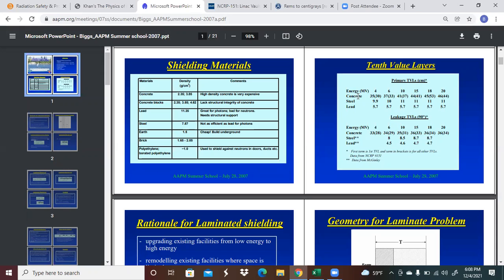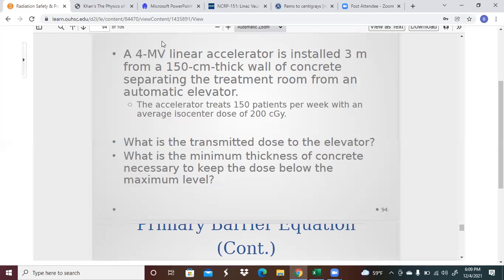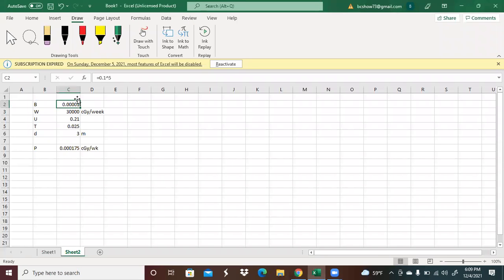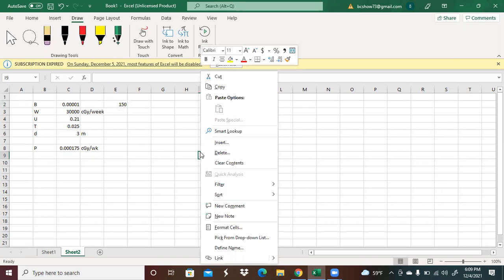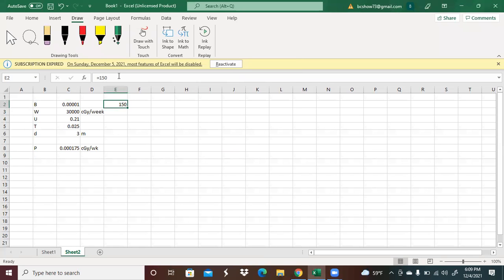And we've got our energy here. We've got our concrete level here of about 35 centimeters or 30 centimeters, depending on how hardened the beam is. I'm just going to go with 30 because it's easy. You can easily divide 150 by 30. So if we say that the 10th value layer for concrete for 4 MV is 30 centimeters, we have 150 centimeters.